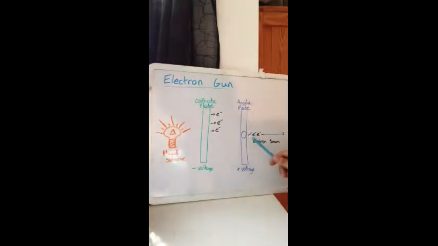Also, as you notice, on the anode plate there's a small hole in the center. As electrons are accelerated towards the plate and escape through the hole, you will be left with a stream of electrons through the backside, and that will be known as the electron beam. And as we said before, that was the goal of the electron gun, to create the electron beam.